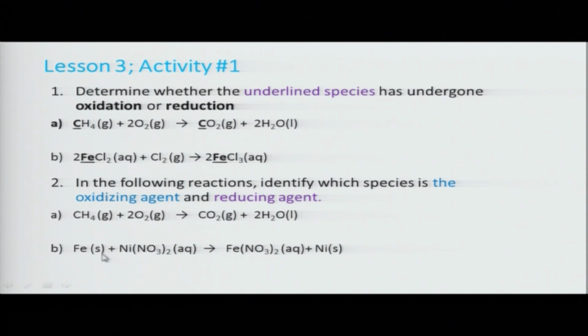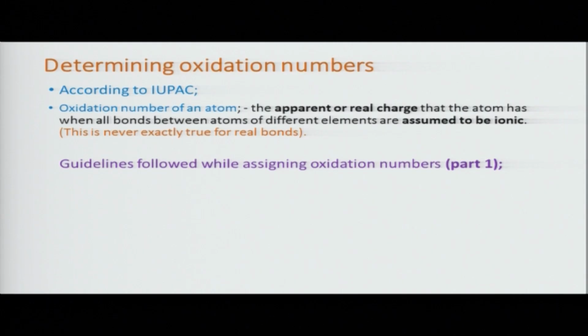Look at question 2. Which species is oxidizing and which one is reducing? Again, we can't identify oxidizing agent or reducing agent in an equation unless we've quantified the changes in oxidation numbers. So, meaning, for us to understand this and do the whole of these questions, we need to first have the understanding of oxidation numbers and how they are calculated.